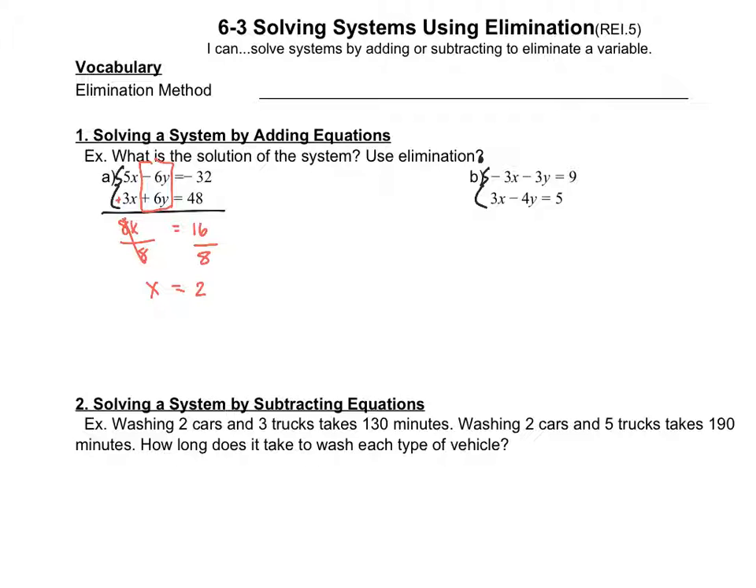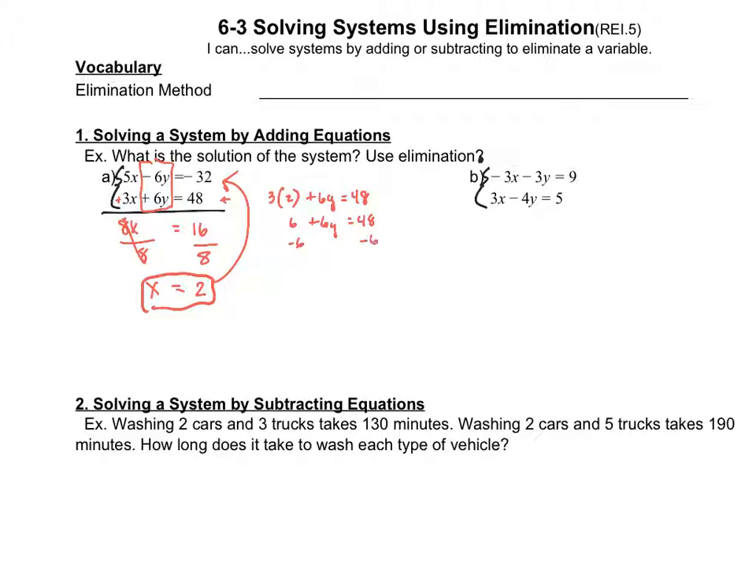Now that I've found the value of x, I can take this value and plug it back into either one of these equations to find out the value of y. And I'm going to go ahead and use this second equation right here just because it's a smaller number. I'm going to take 3 times x, which we determined is 2, plus 6y equals 48. And it's going to be 6 plus 6y equals 48.